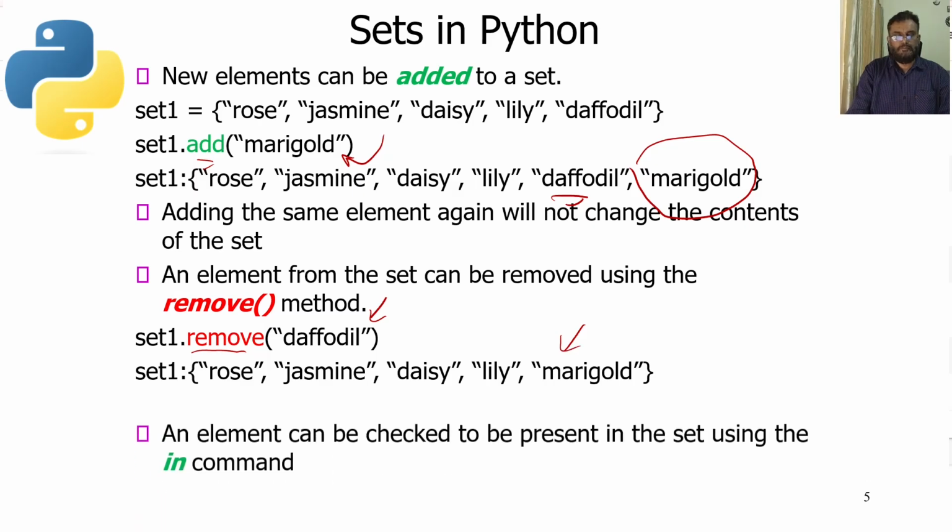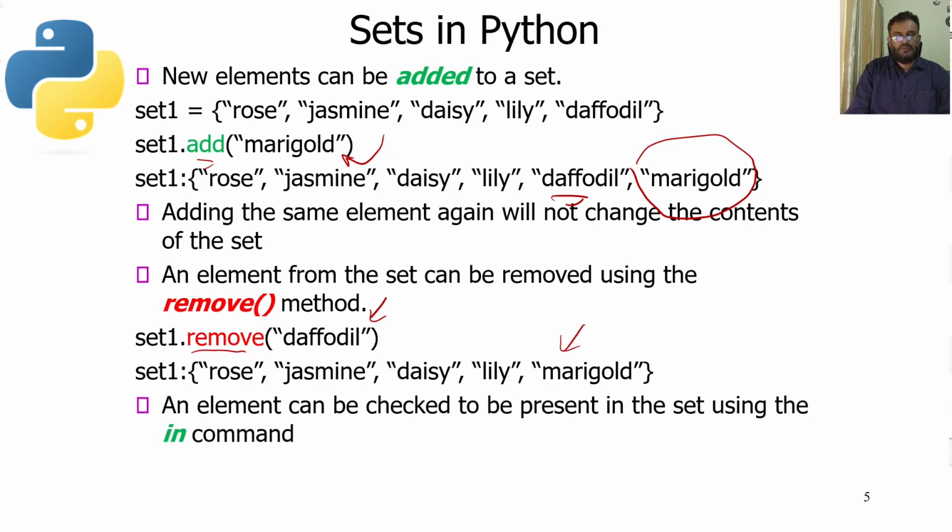Likewise, if we want to check whether a specific element is present inside a set or not, we can make use of the in command, and that will just return a boolean: if the element is present, then it will be true. If it is not present, then it will return a false. So for example, Rose is present in set 1, so it will return a true. Daffodil is removed, so if we try to invoke the in command on the daffodil element, then it will return a false.